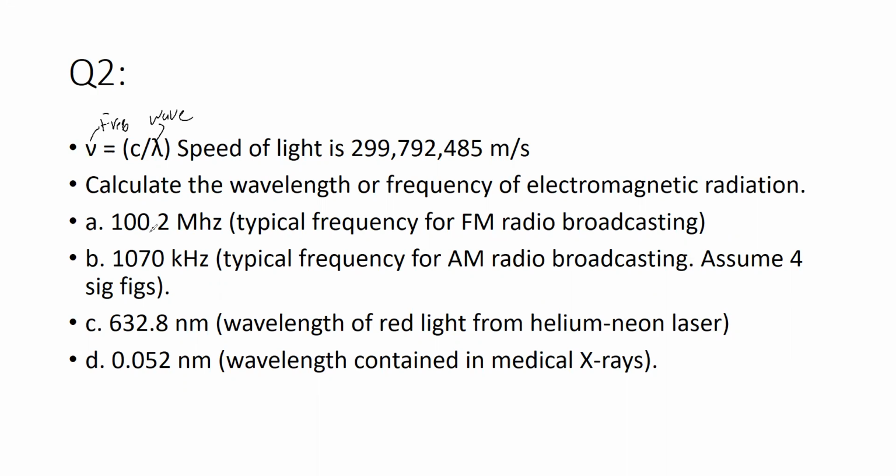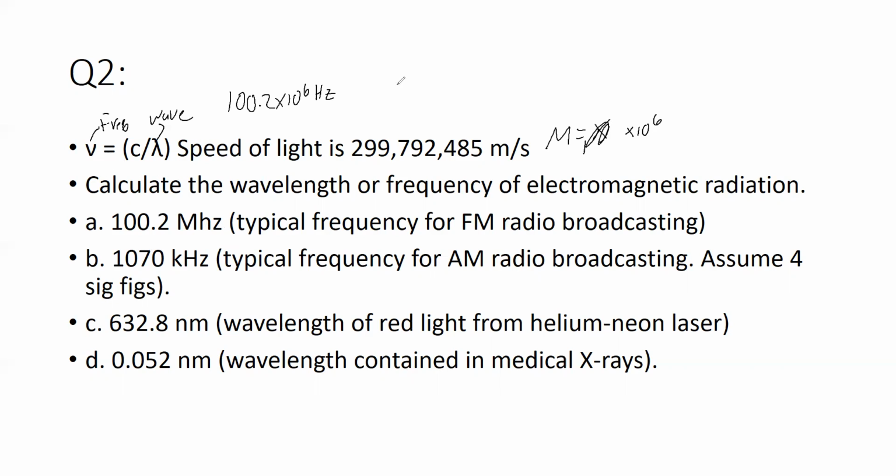So here I have 100.2 megahertz. I hope you remember what your prefixes are, that we learned all the way back in week 2. Mega equals times 10 to the 6. I don't know why I did big X there. Should be times 10 to the 6, right? So 100.2 megahertz is 100.2 times 10 to the 6 hertz. And that is a frequency. Anytime you see hertz, that's a frequency.